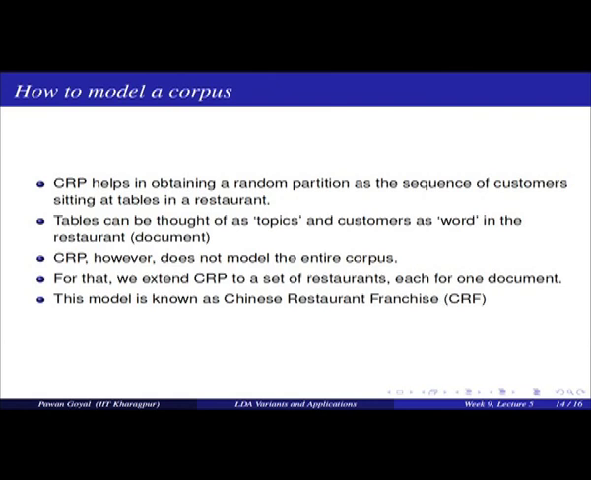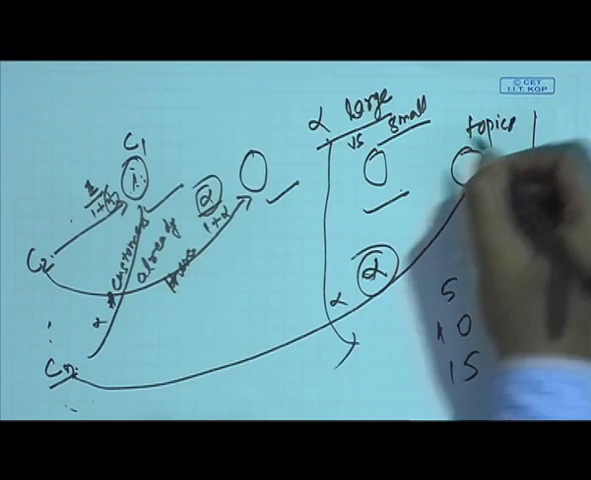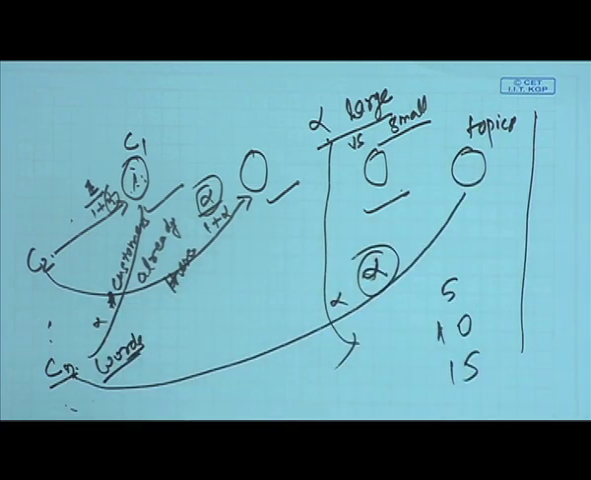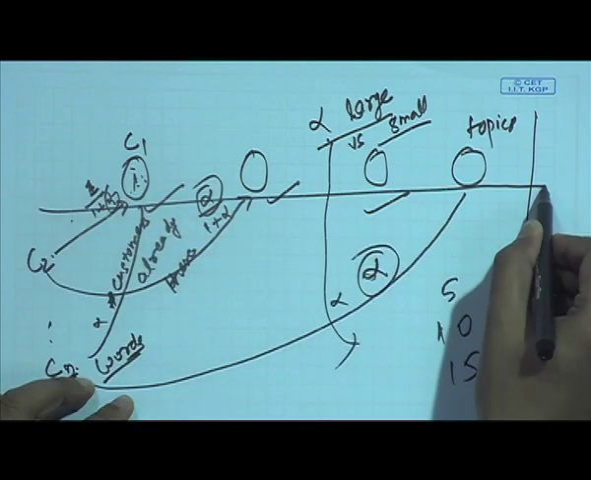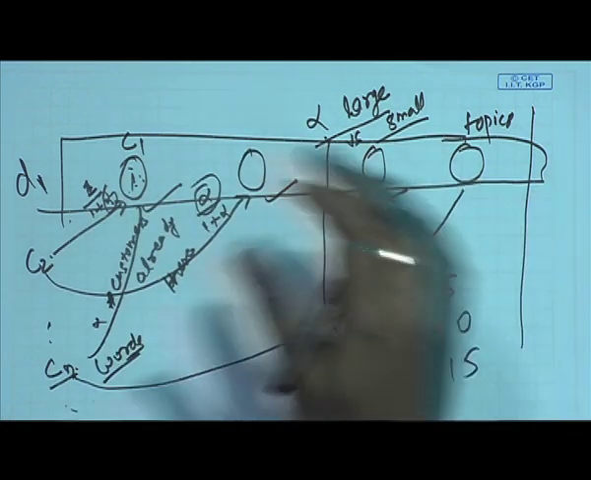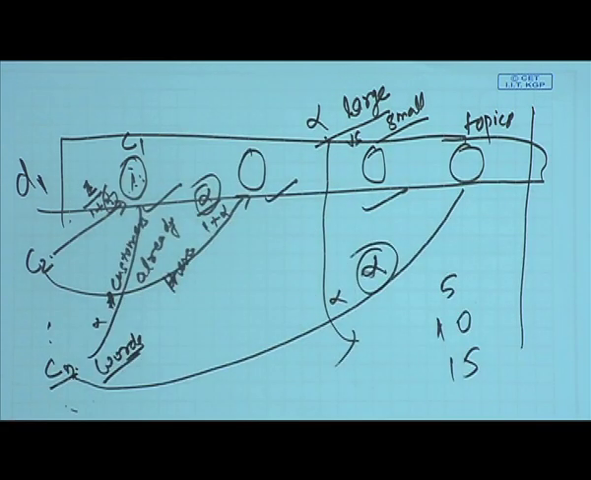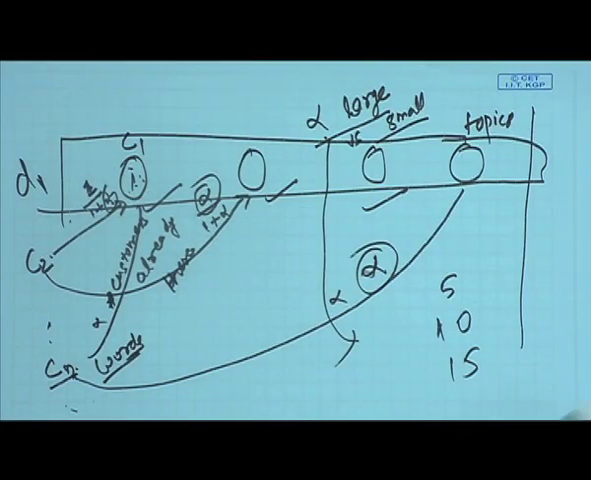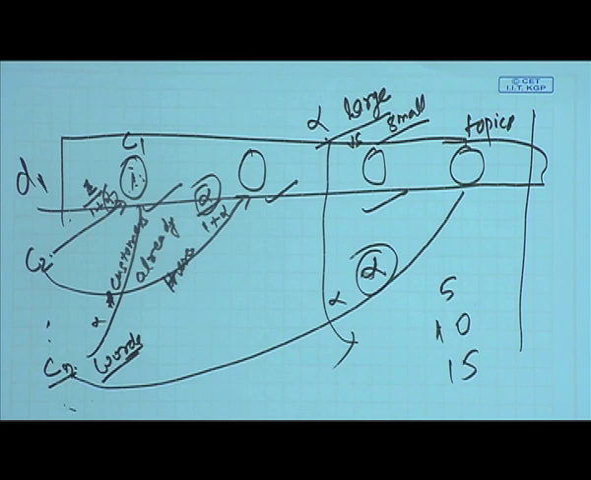Now, this looks interesting. If I have a document, I can model these tables as my topics, and these customers as my words. And I can say which words are assigned to what topics. But how do I model my whole corpus? This can be thought of as my one document, D1. I know what the topics are and what the customers are. But suppose I have a corpus. I generally want it for my corpus, so a corpus means I will have multiple such documents.